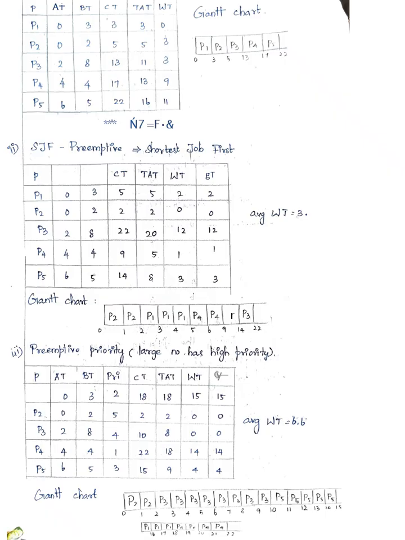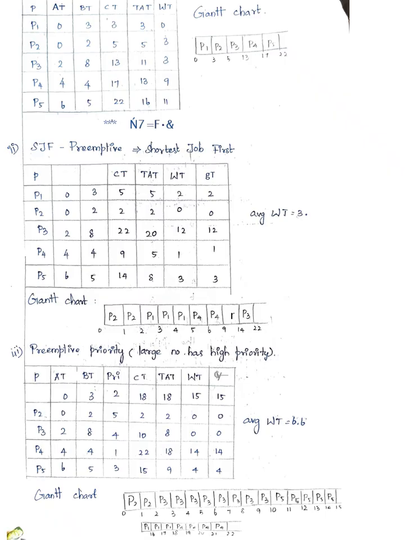So what has arrived? P1 also arrived, P2 also arrived at the zeroth state. Between P1 and P2, which has the shortest job, 3 or 2? 2 is the shortest job. So we will have to take P2. So first P2 will be drawn. We have to write P2. So it is a preemptive scheduling.